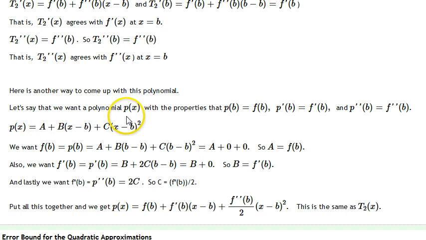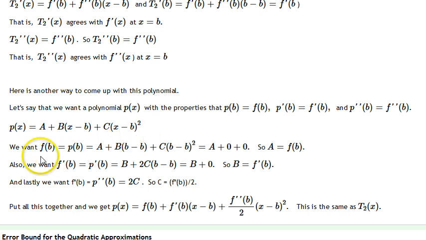I want a polynomial that agrees with the function at b, that agrees with the derivative of the function at b, and that agrees with the second derivative at b. So I'm centering this whole thing around b, so I'm going to write the polynomial centered at b: a plus b times (x minus b) plus c times (x minus b) squared. This is a second degree polynomial, which is written in a way that's easy to figure out what's going on at x equals b.